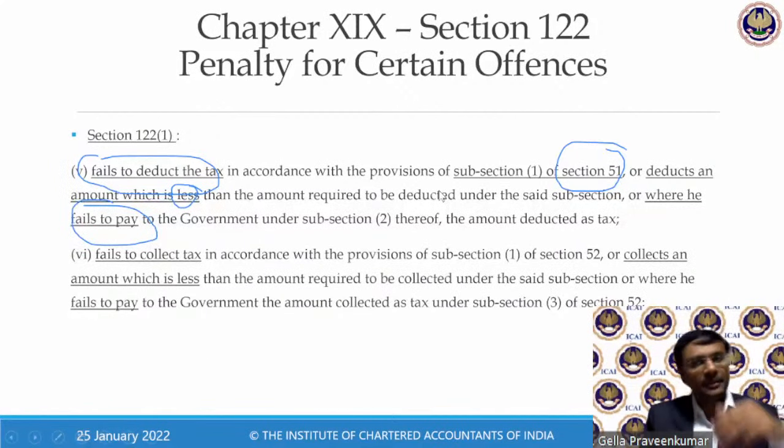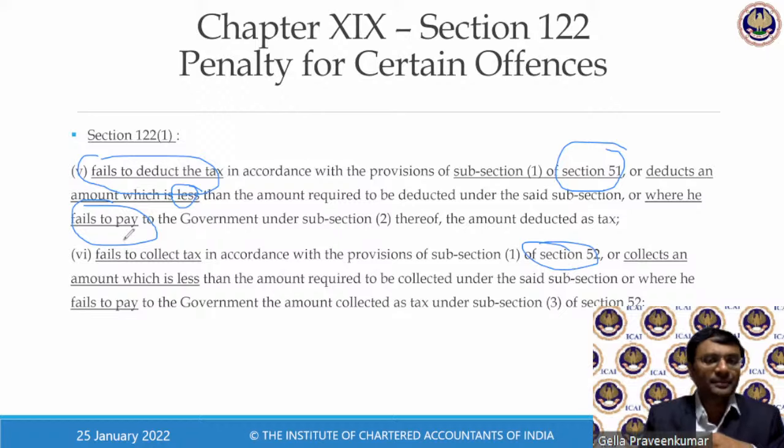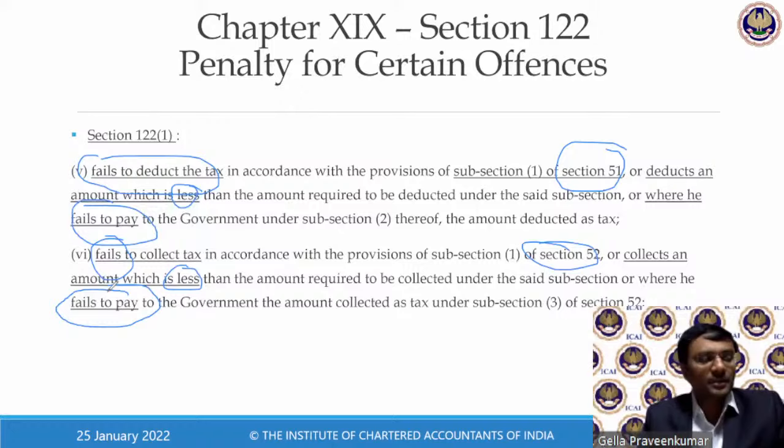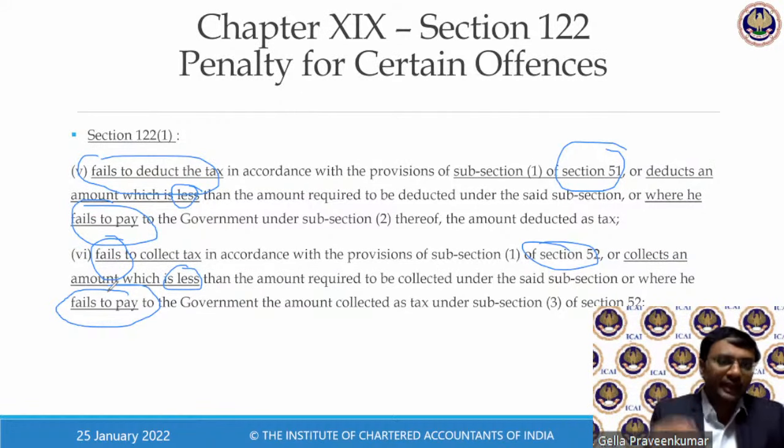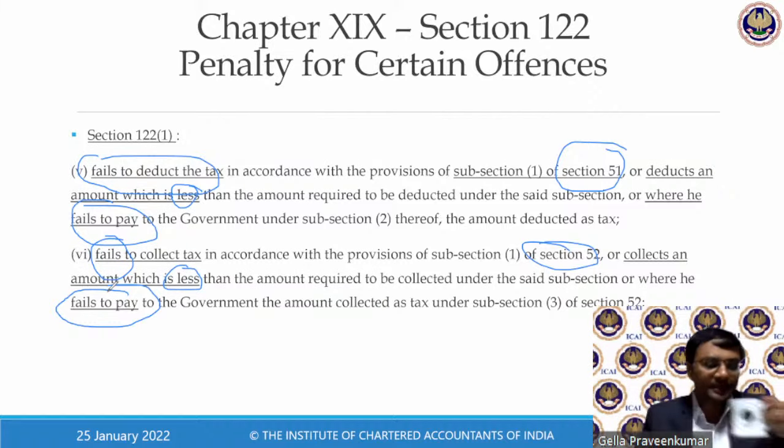Now, the moment we expect TDS, we can expect the provisions of TCS, Section 52. Similar provisions. Fails to collect TCS, or the amount collected is less than what needs to be collected, or the amount is not paid to the government. So you have TCS, you have not deducted, you have short deducted, or deducted but not paid. Then penalty under Section 122 can be invoked.